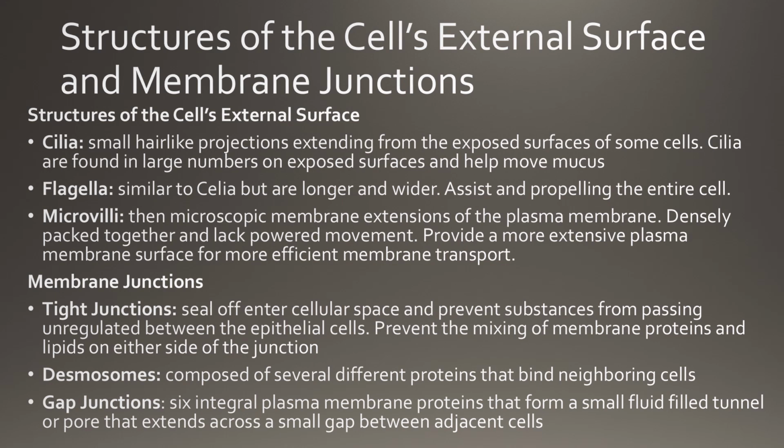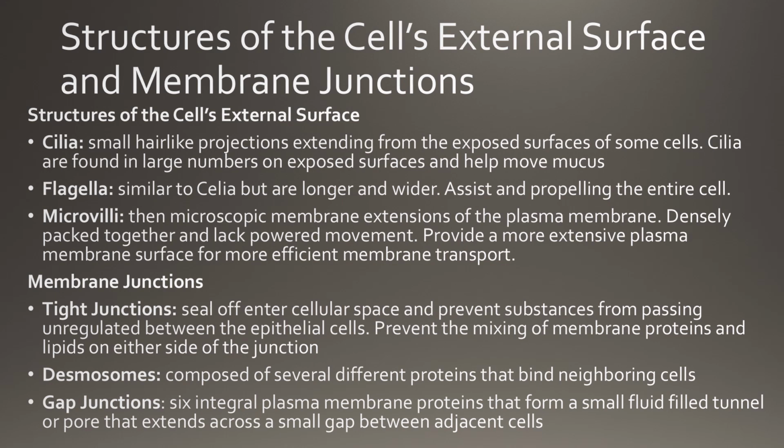Microvilli are microscopic membrane extensions of the plasma membrane. They are densely packed together on the surface of cells, particularly in the intestines and kidneys. This helps to increase the surface area of the plasma membrane for more efficient absorption and secretion.